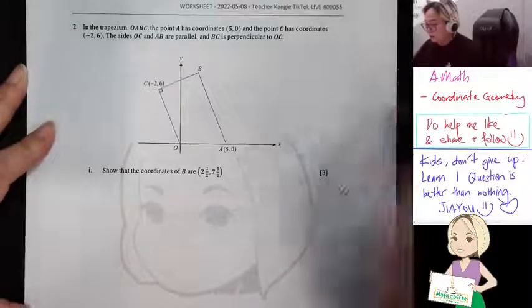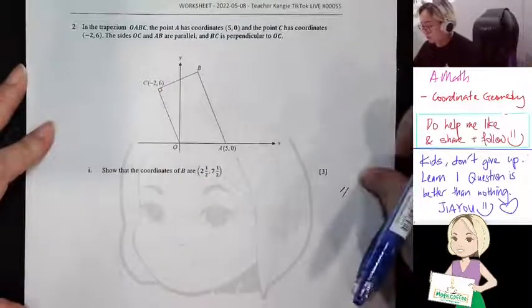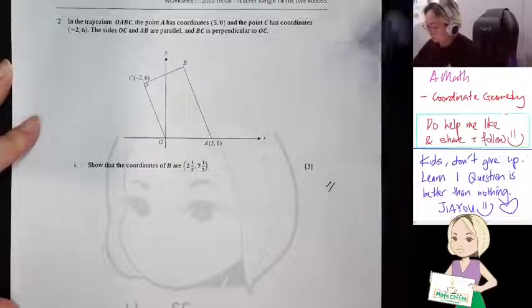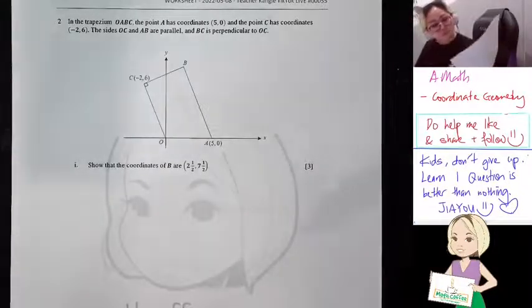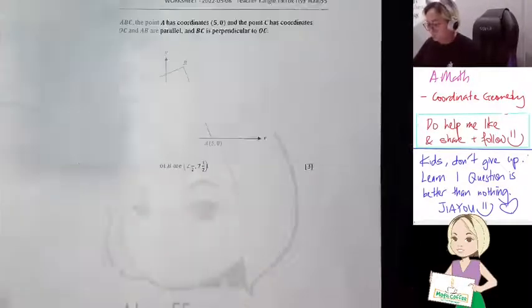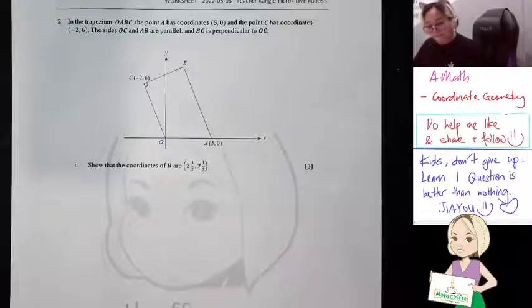Okay, come. Question 2. The next question already. Wait, why did this one get a sudden one? Oh. Okay. Let's move on to question 2.